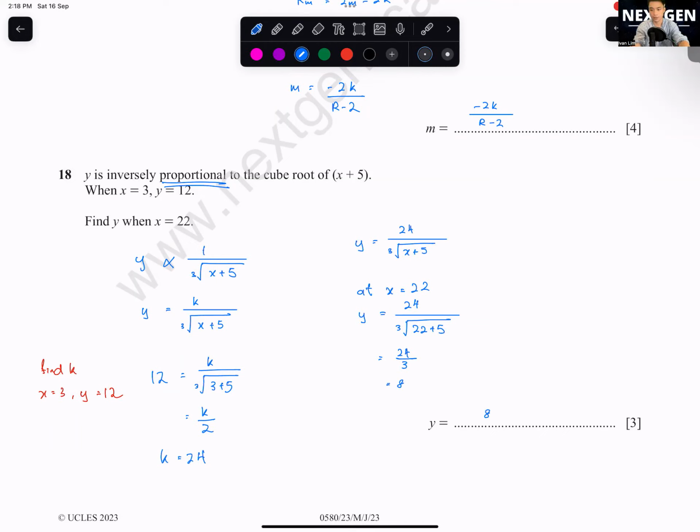Okay, so far? Yeah, I think this paper is actually very easy. You should be scoring 100 marks for this, 70 over 70.